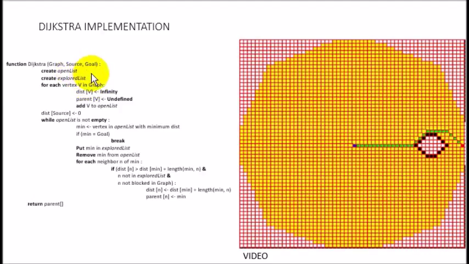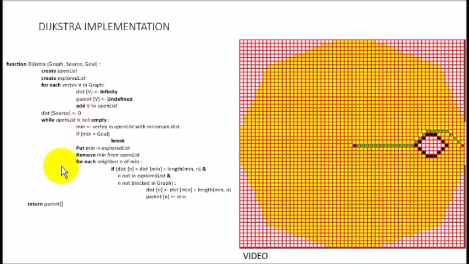There are two lists, the open list and the explode list. The explode list contains the vertices which have already been explored, while the open list contains the nodes which are currently being processed. Initially, the explode list is set empty. Now we have a distance array also. The distance of the source vertex is set initially to 0, since the distance of the source from itself is equal to 0.